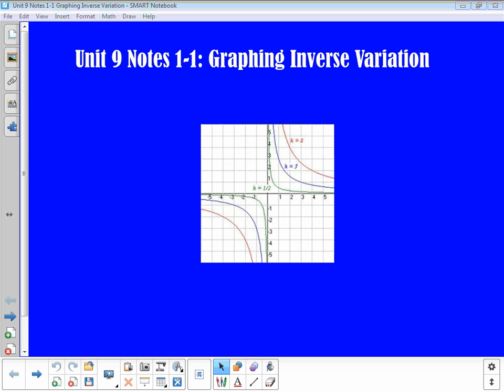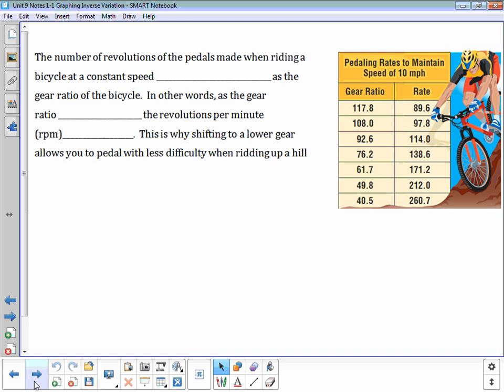So today we're going to be graphing inverse variation. We're going to talk about what that is, why it's important, how we're going to use it, and all that, and we're also going to practice graphing it today. So let's take a look at this first. Let's just kind of figure out what it is.